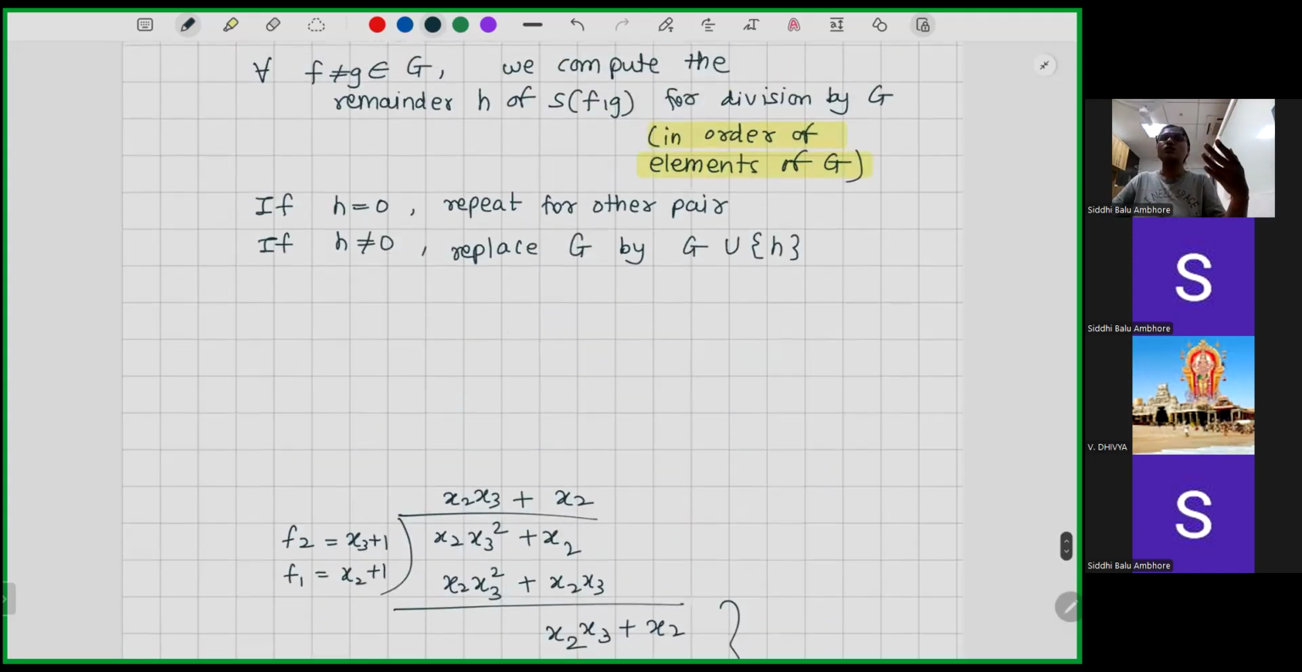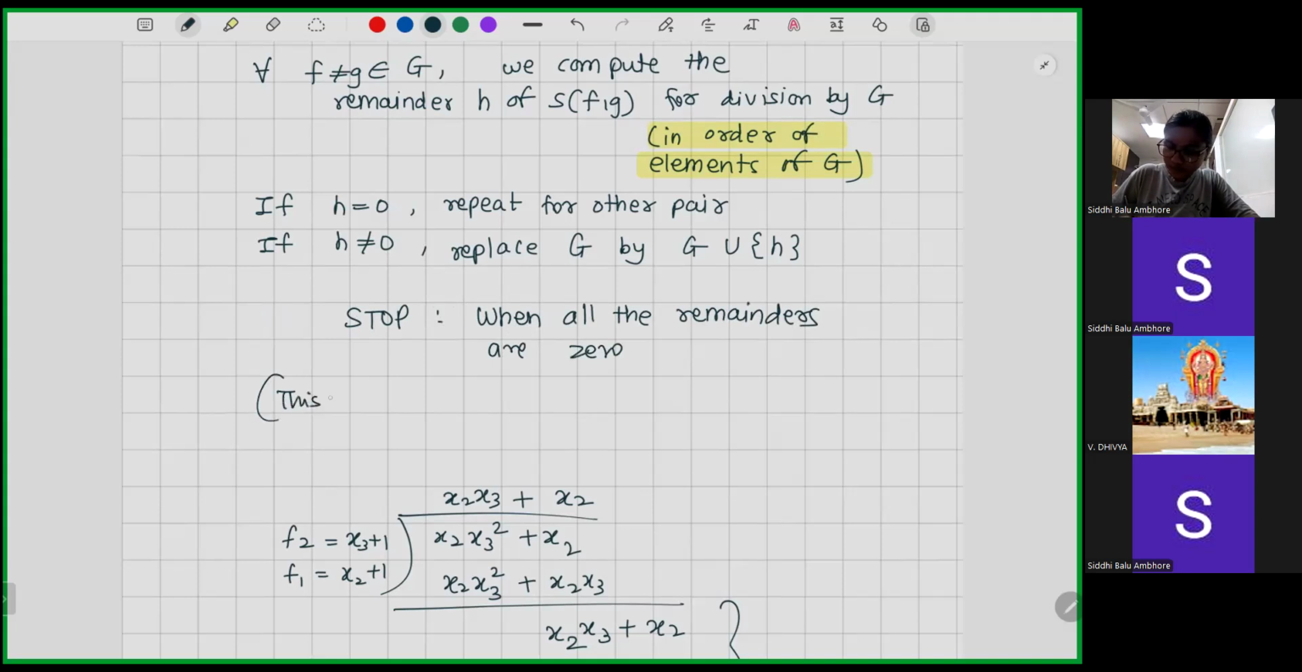And if not, then again we go on adding such elements. And this stops because every time I add these elements, F1 to H and so on, I am getting an increasing chain of ideals. And it must stop somewhere. So this stops when all the remainders are 0.